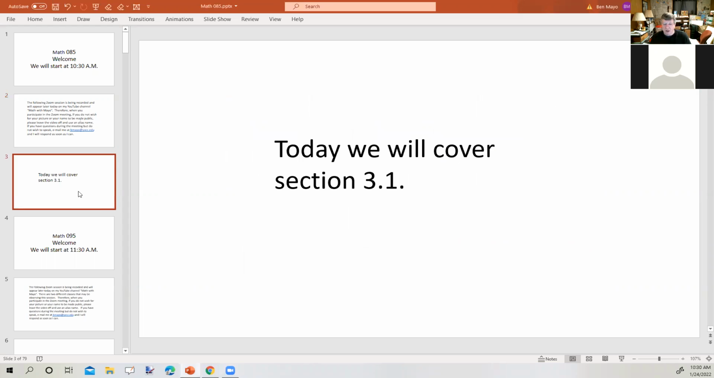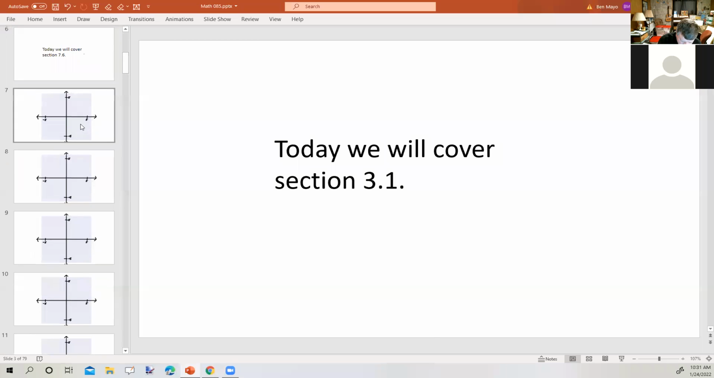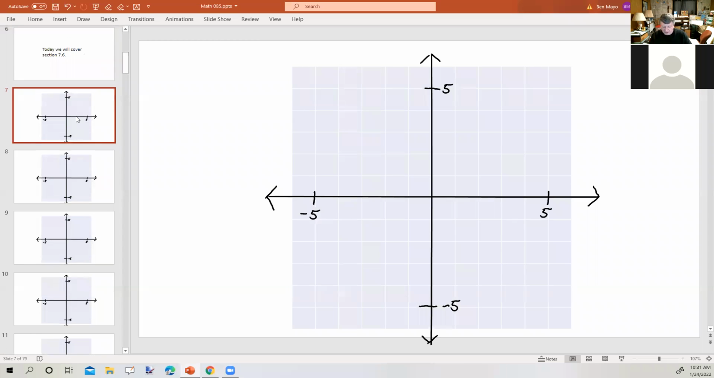So today we're going to start chapter 3. Chapter 3 involves graphing, and we'll be learning some basic vocabulary to deal with graphing, as well as some other things as we continue. Okay, so what I want to do, first of all, is take a look at a grid. What we have here is referred to as the rectangular coordinate system, or sometimes it's called the XY plane.